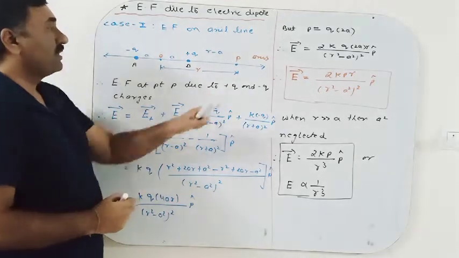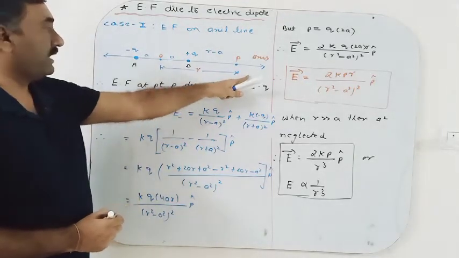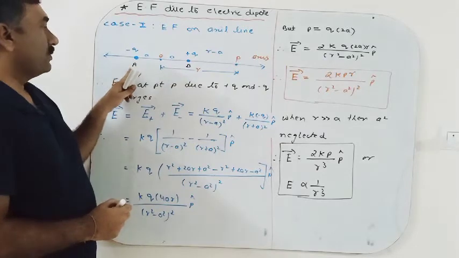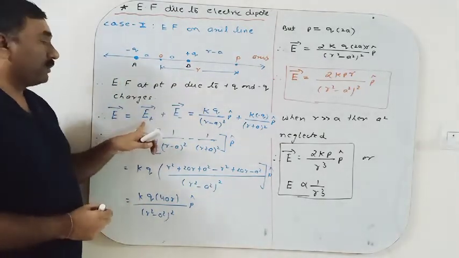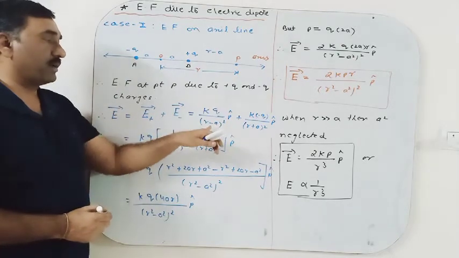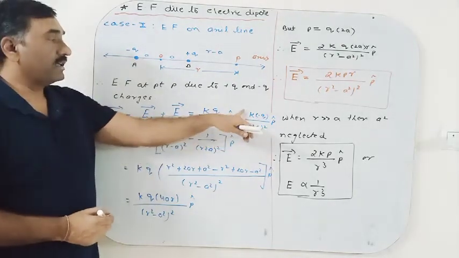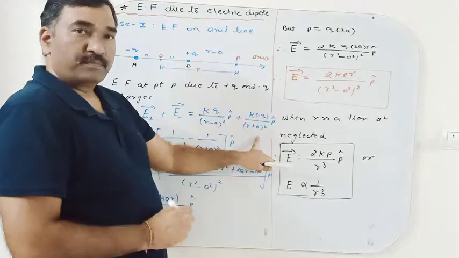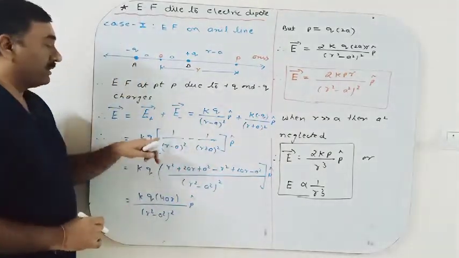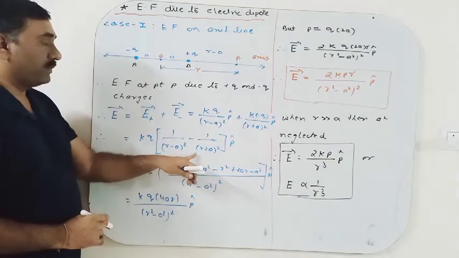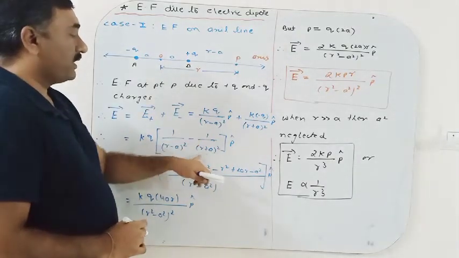So let's see again. P is any point on the axis of the electric dipole whose charges are separated by a distance of 2a. The electric field at point P due to plus q and minus q is kq upon r minus a whole square plus k into minus q upon r plus a whole square. The negative sign will automatically determine the direction of the electric field. Taking kq common, we get 1 upon r minus a whole square minus 1 upon r plus a whole square.